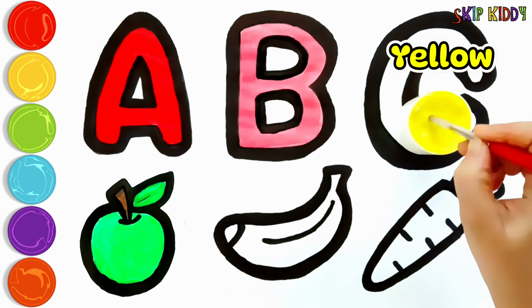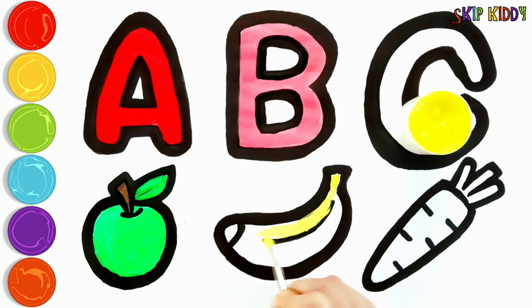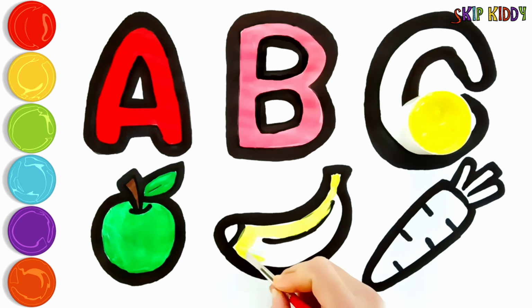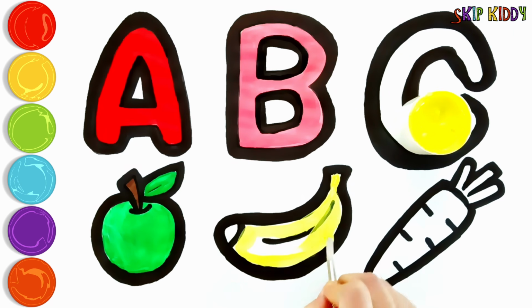Now color the banana bright yellow. A banana grows in large bunches on a banana plant. A banana is a sweet fruit that many people enjoy as a snack.